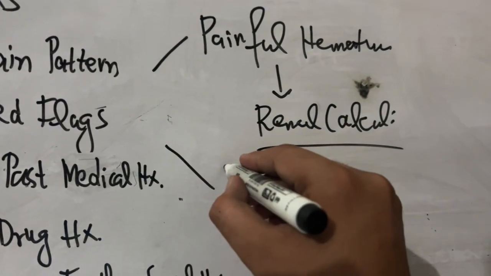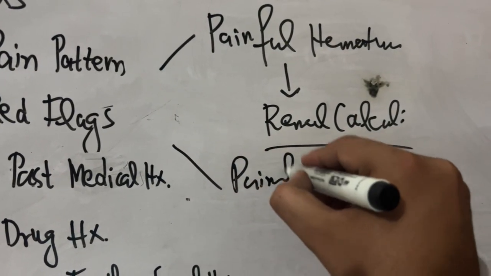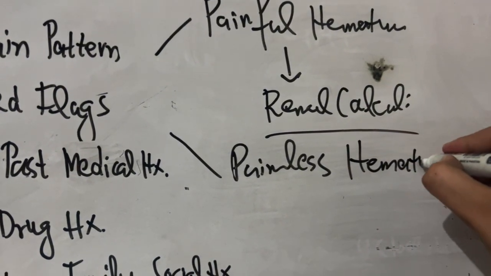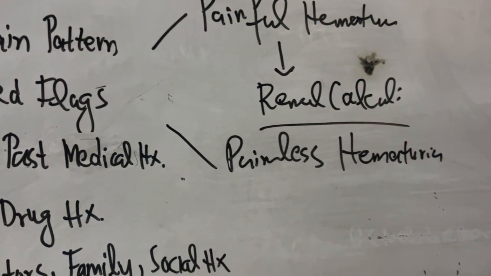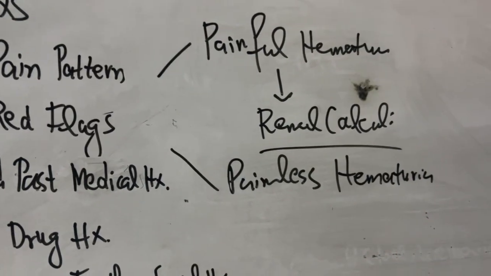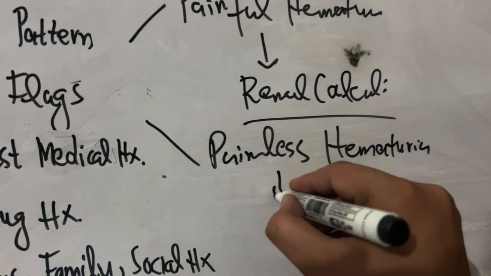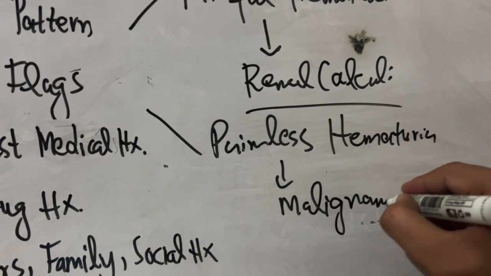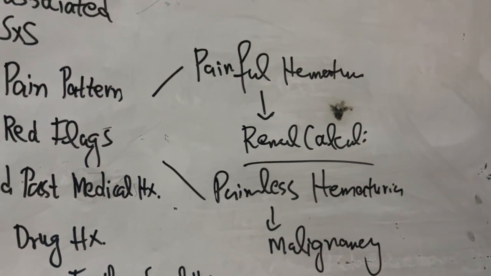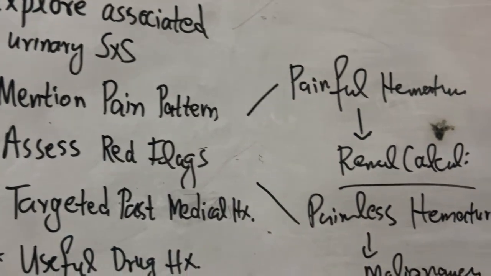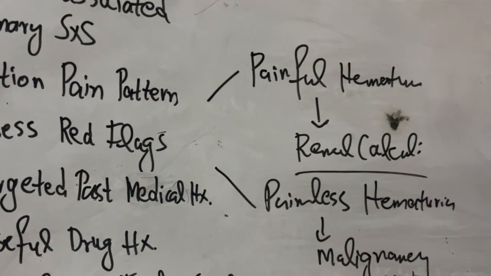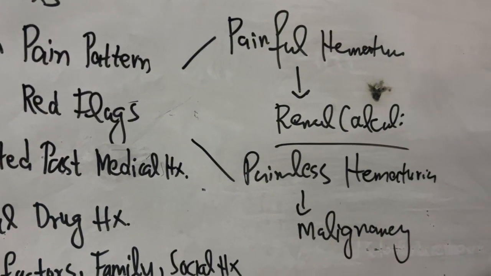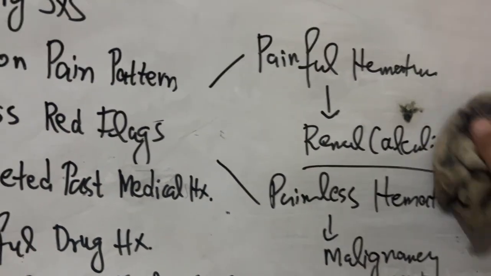But if there is painless hematuria, no pain while passing blood in urine, then it raises concern for malignancy. There will be suspicion for malignancy. So we will ask about the pain pattern: painful hematuria, renal calculus; painless hematuria, suspicion for malignancy.